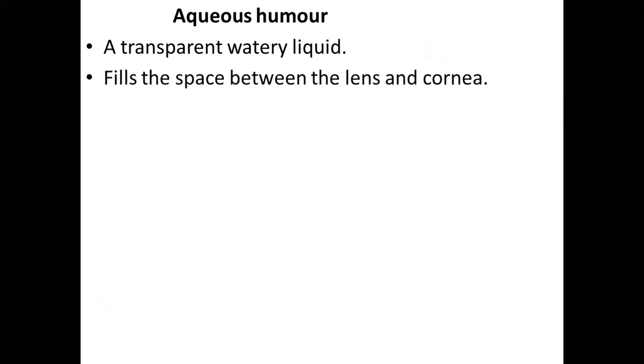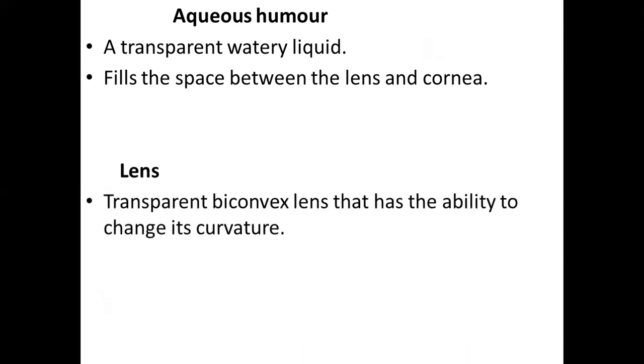Aqueous humor. It means a transparent watery liquid that fills the space between the lens and the cornea. Lens. A transparent biconvex lens that has the ability to change its curvature, focusing the image on the retina. Write down this. Aqueous humor and the lens. Transparent watery liquid.